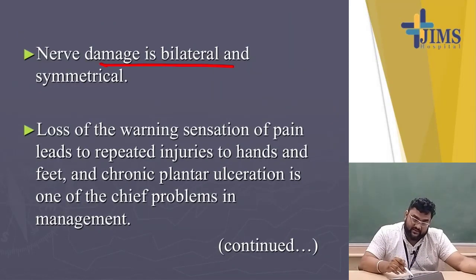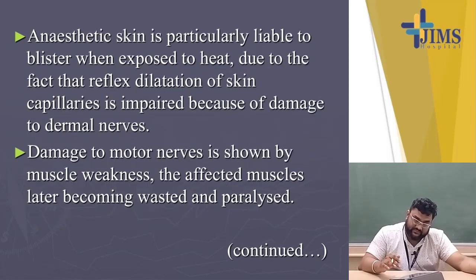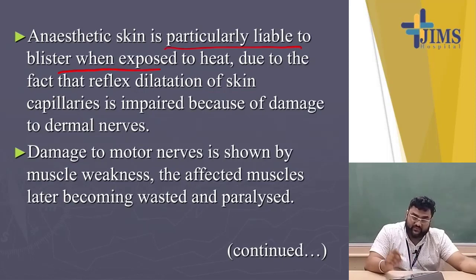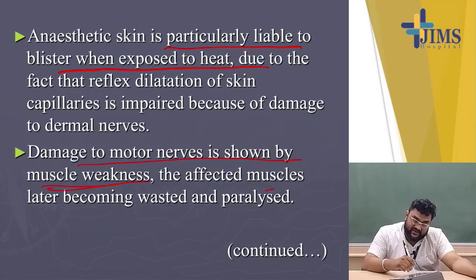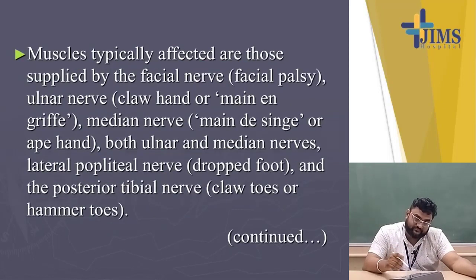The nerve involvement is mainly bilateral and symmetrical, sometimes maybe unilateral also. Loss of the warning sensation of pain leads to repeated injuries in the hands and feet, and chronic plantar ulceration is one of the chief problems in management of leprosy. Anesthetic skin is particularly liable to blister when exposed to heat. Damage to motor nerves is shown as muscle weakness and muscle atrophy. The affected muscles become wasted and paralyzed.